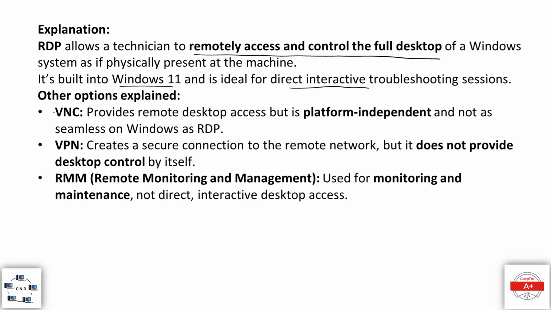Other options are explained. VNC provides remote desktop access but is platform independent and not as seamless on Windows as RDP. VPN creates a secure connection to the remote network, but it does not provide desktop control by itself. And RMM, that is remote monitoring and management, is used for monitoring and maintenance, not direct interactive desktop access.